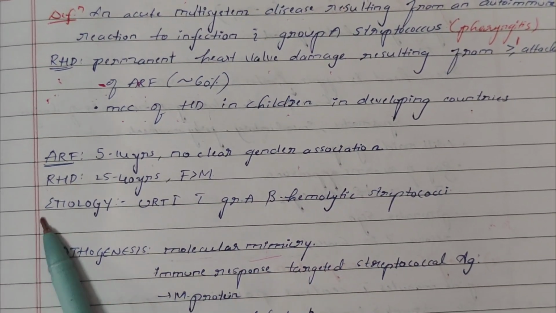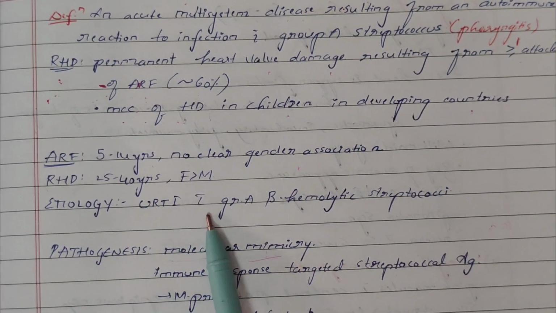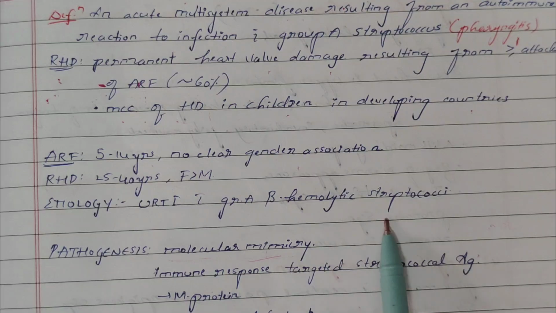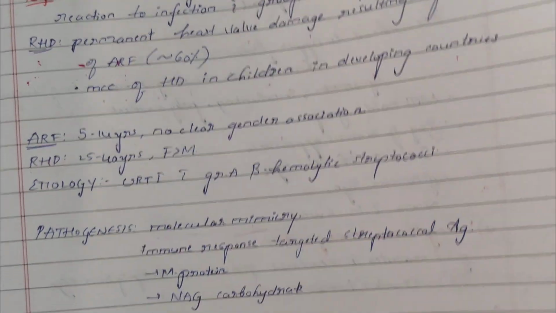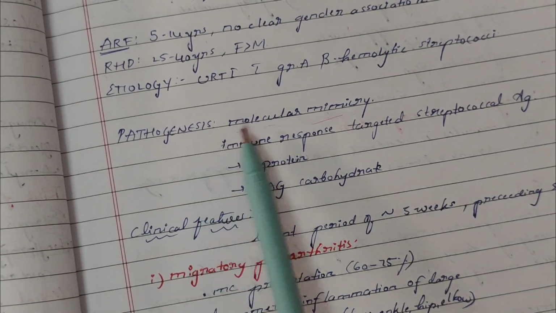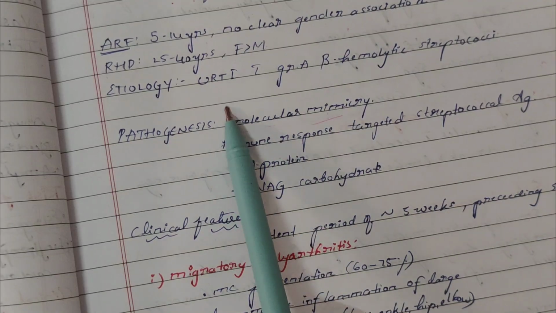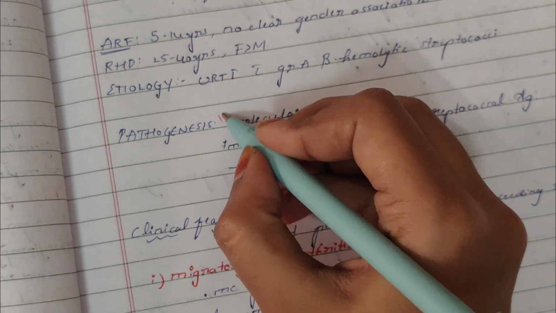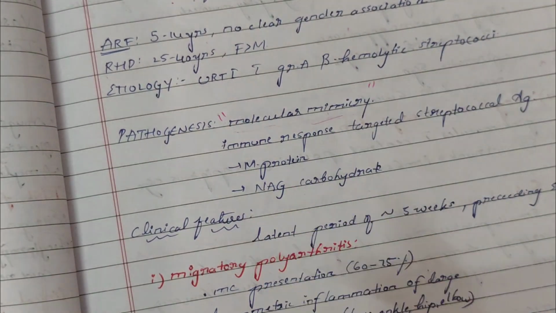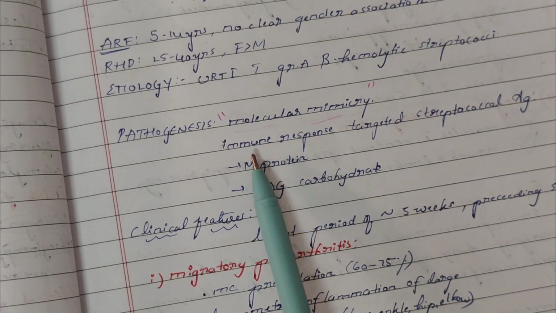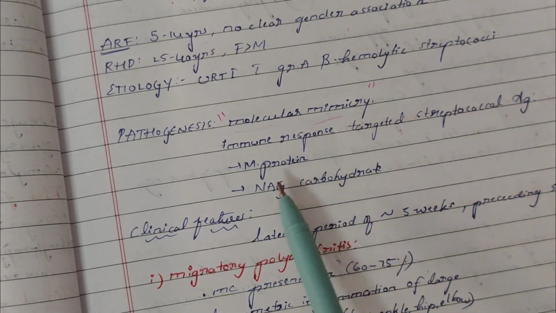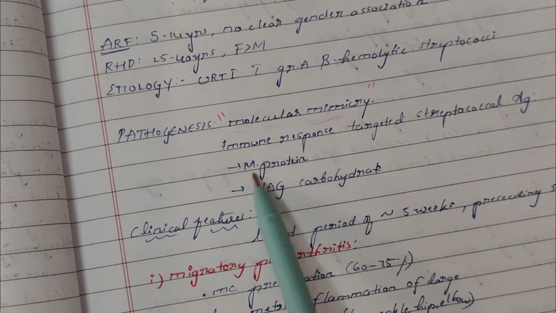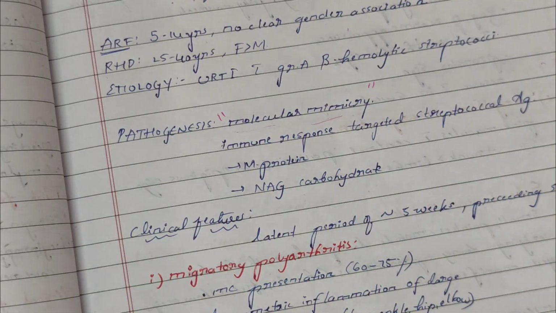Coming to the etiology, as I have said, upper respiratory tract infection with group A beta hemolytic streptococci. And I have already told you about the pathogenesis, that is molecular mimicry. This is the word that you must write. You should definitely write this word, molecular mimicry. Then, immune response targeted at streptococcal antigens. What are those? M protein, N-acetylglucosamine, carbohydrate.